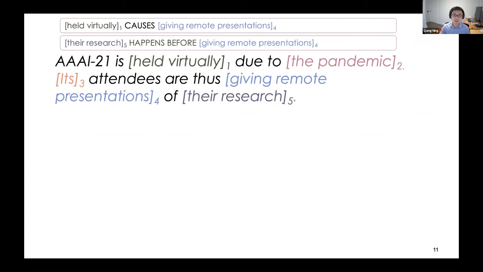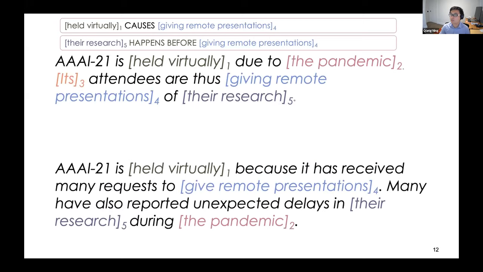Note, purely based on this passage, we actually don't know the relation between their research and the pandemic, because the research may have happened before the pandemic started, or it may have happened during the pandemic. We're just not sure about it. This is a new passage. We can see the events are the same, but the story is different.